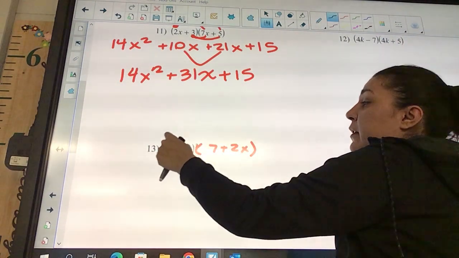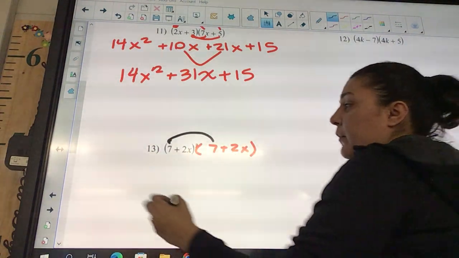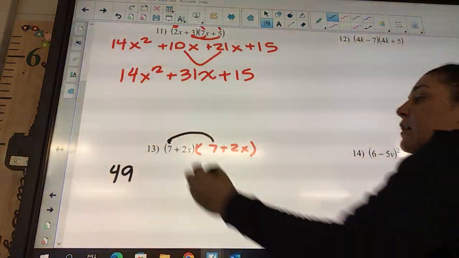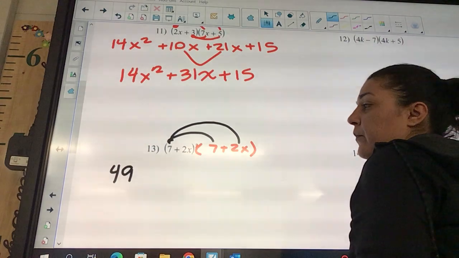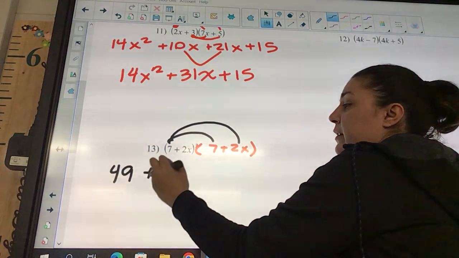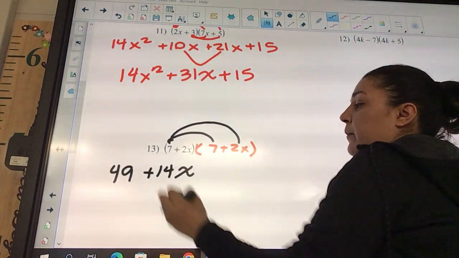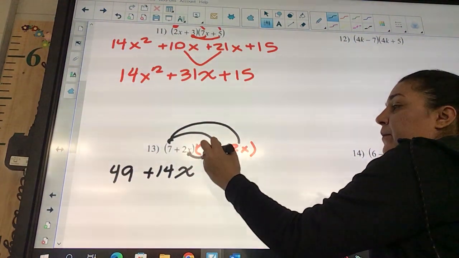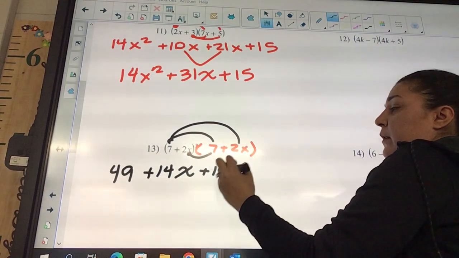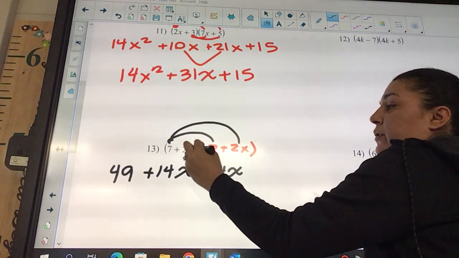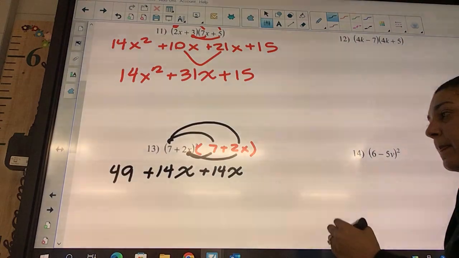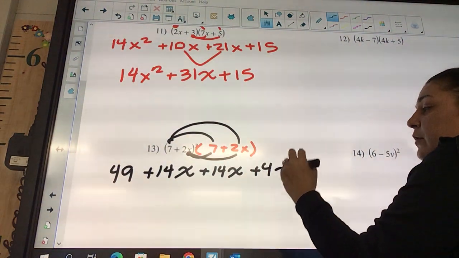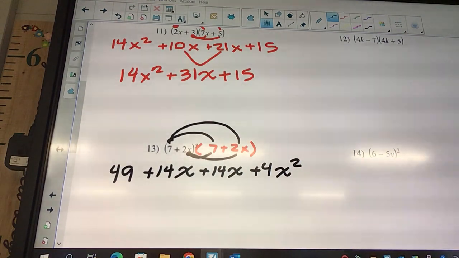You're going to say 7 times 7, 49. How many x's? None. 7 times 2, 14. How many x's? 1. And then we're going to do these ones. So 2 times 7, it's going to be 14, x again. And then 2 times 2, 4. How many x's? 2. So it's going to be 4x squared.